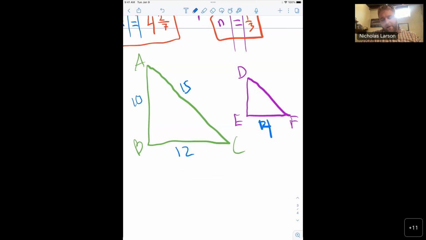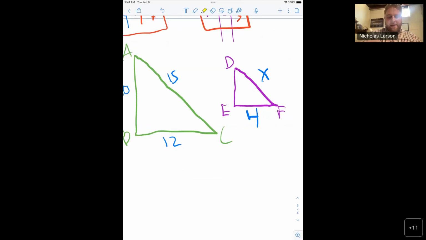We'll call this one 4, and I want to figure out what this one is. We don't need DE right here. So I'm going to say, all right, what are my similar sides? What sides are related to each other? BC is corresponding to EF. So these two sides I can set up in a relationship.